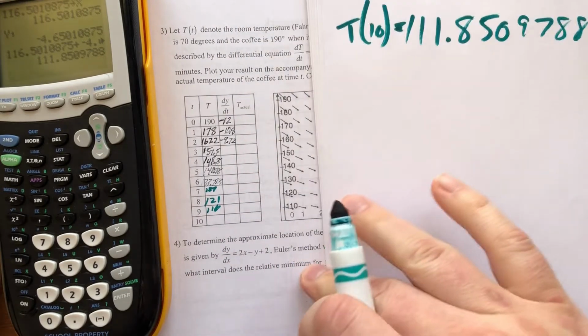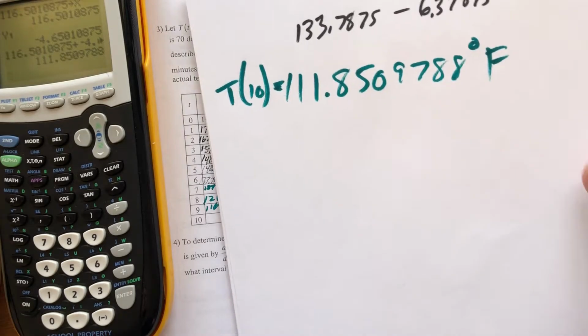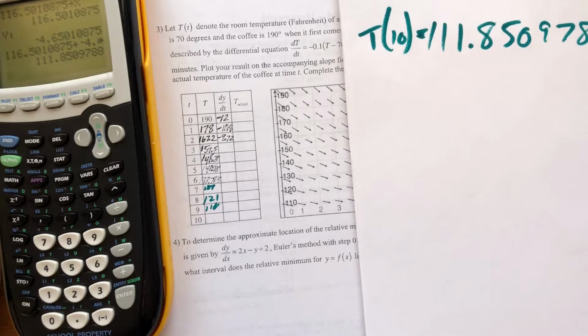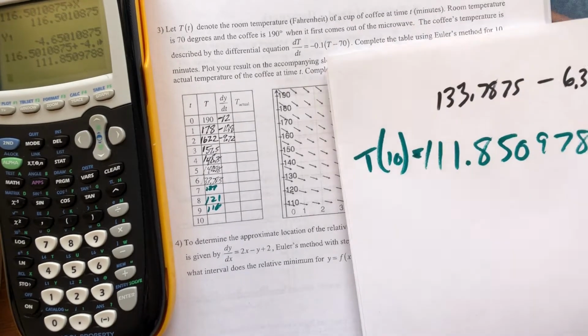So my approximate temperature at 10 minutes is 111.8509788 degrees Fahrenheit. So what we're going to do now is look at how to do this exactly.